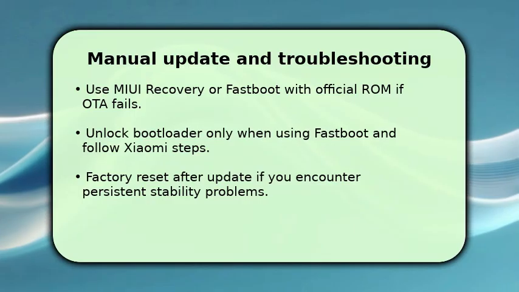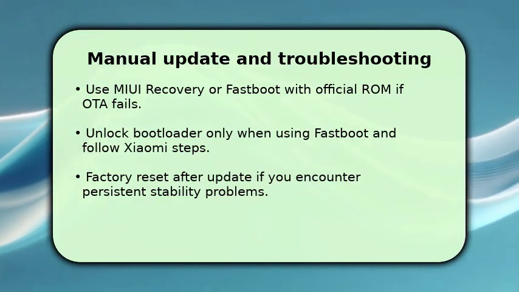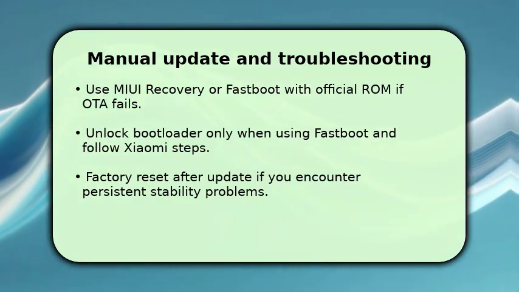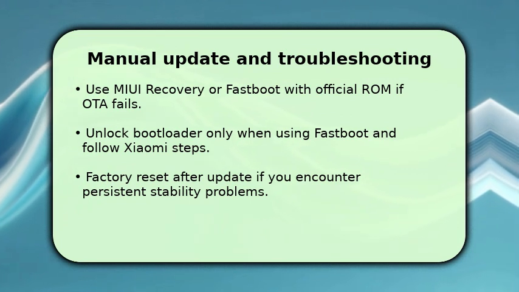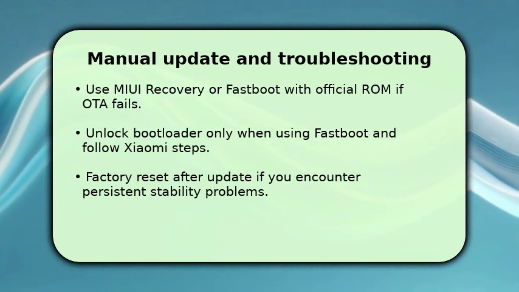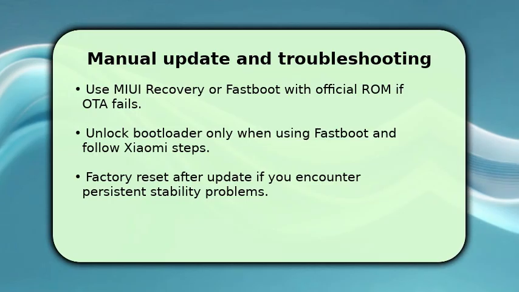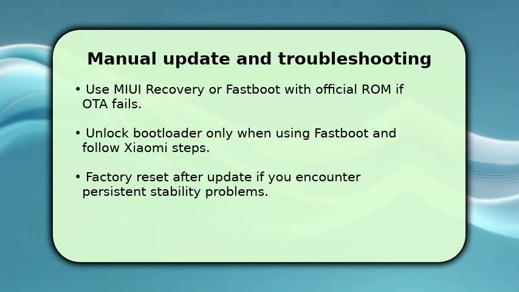If the OTA update fails, consider using MIUI Recovery or Fastboot with the official ROM package. Download the correct ROM for your model number and follow Xiaomi instructions for recovery or Fastboot installation. Only unlock the bootloader if you plan to use Fastboot, because unlocking voids warranty and erases data.